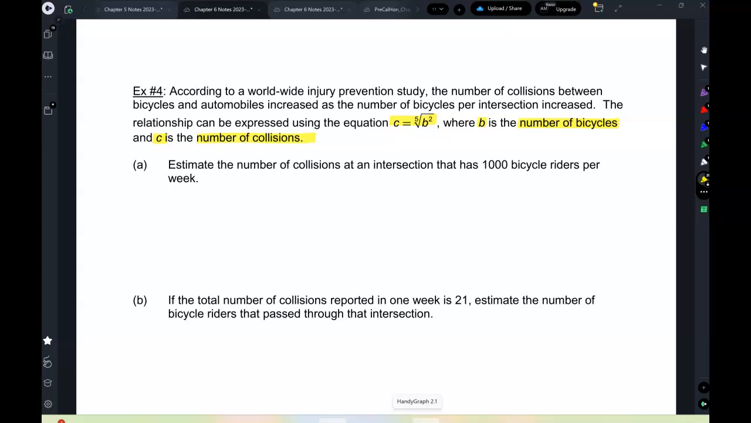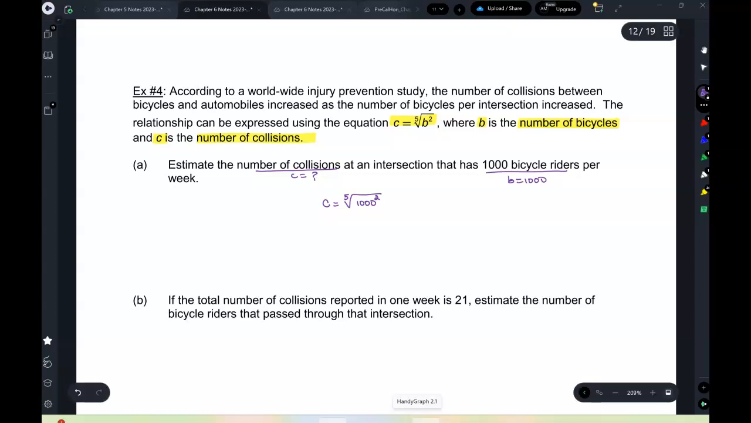So this question is saying, estimate the number of collisions, so we want C, at an intersection that has 1,000 bicycle riders. So B is 1,000. Okay. So we know that C equals the fifth root of 1,000 squared. Yes, that's a very simple thing to write down, but it's not beneath you to show some work. So you have to write it down to justify where your answer came from. Okay?